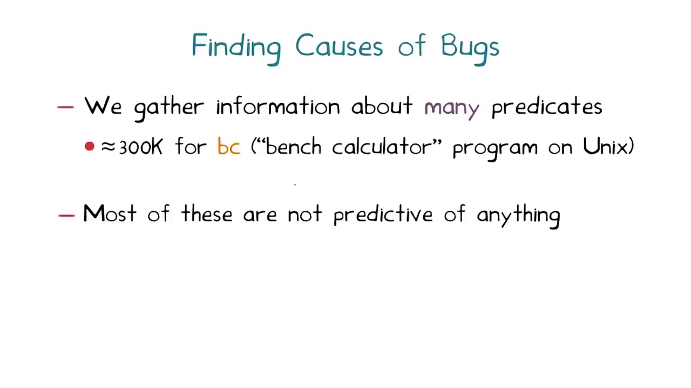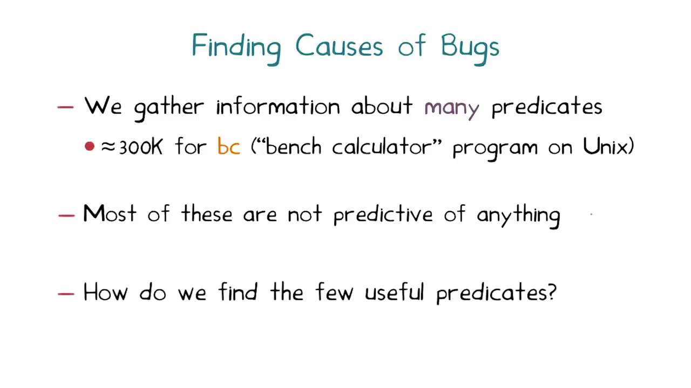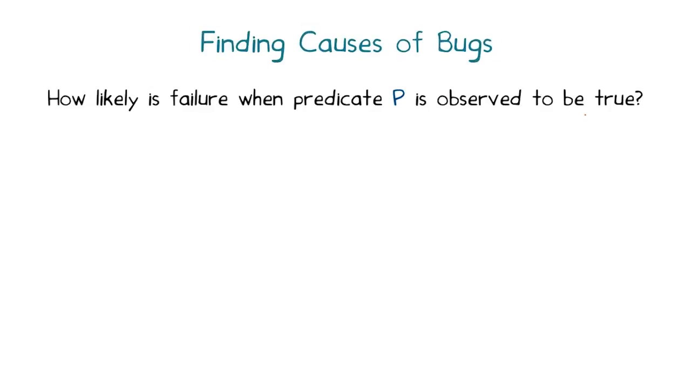It likely has far fewer bugs than the number of predicates, and therefore we expect only a few of these predicates to be predictive of bugs. The question then is, how do we find those few useful predicates that will point us to those bugs? Let's introduce a statistical measure that will help us determine which predicates are predictors of failure.